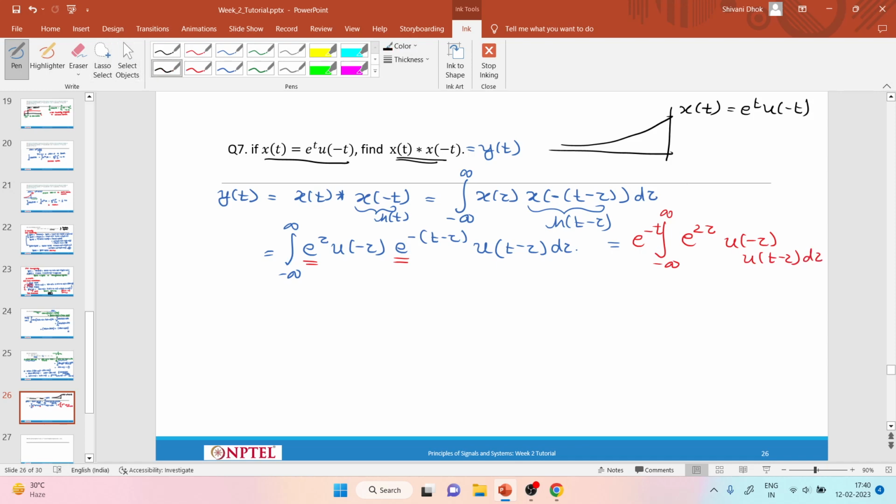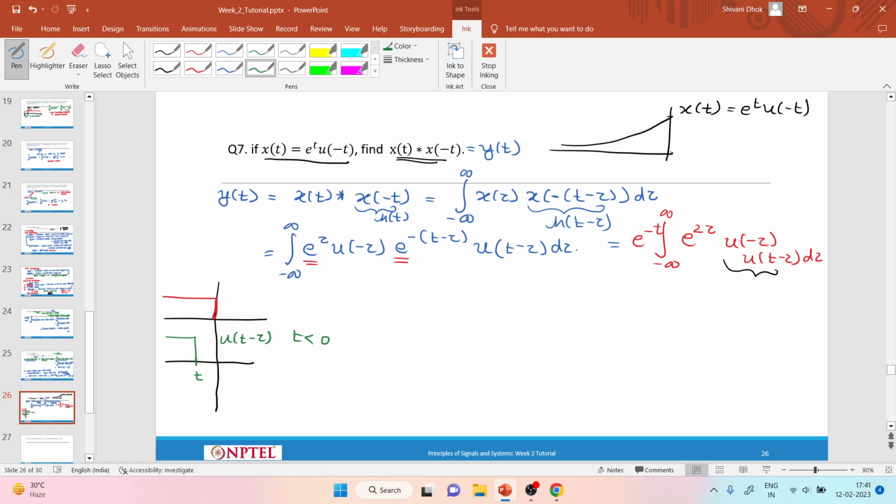Now let us focus on these two parts and try to draw them. The first thing that we need to look at is u of minus tau. So this is my u of minus tau. And I will be shifting this: u of t minus tau is flip u of t and then shift it. So if my t is less than 0, that is, if my t is somewhere here, this will be u of t minus tau when my t is less than 0.